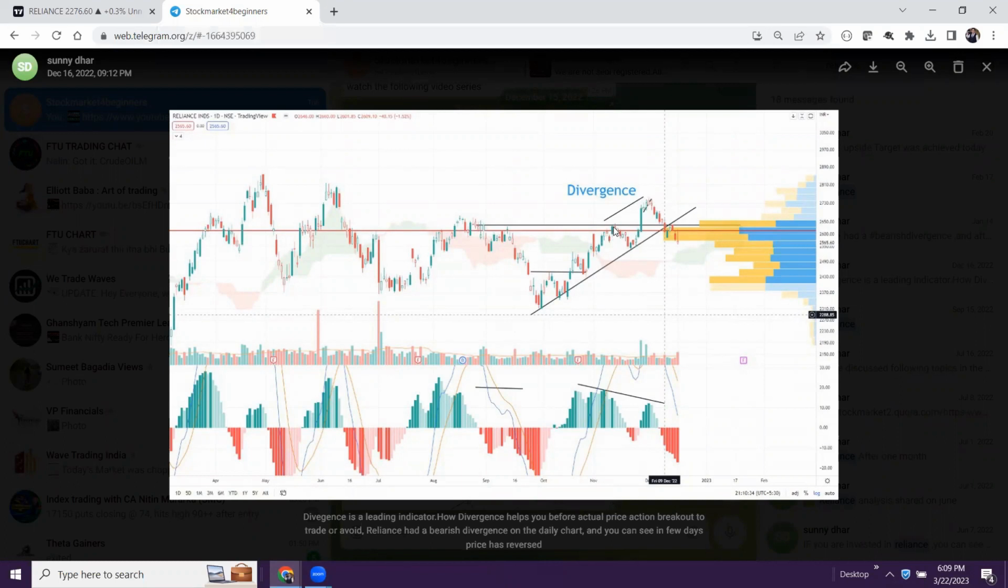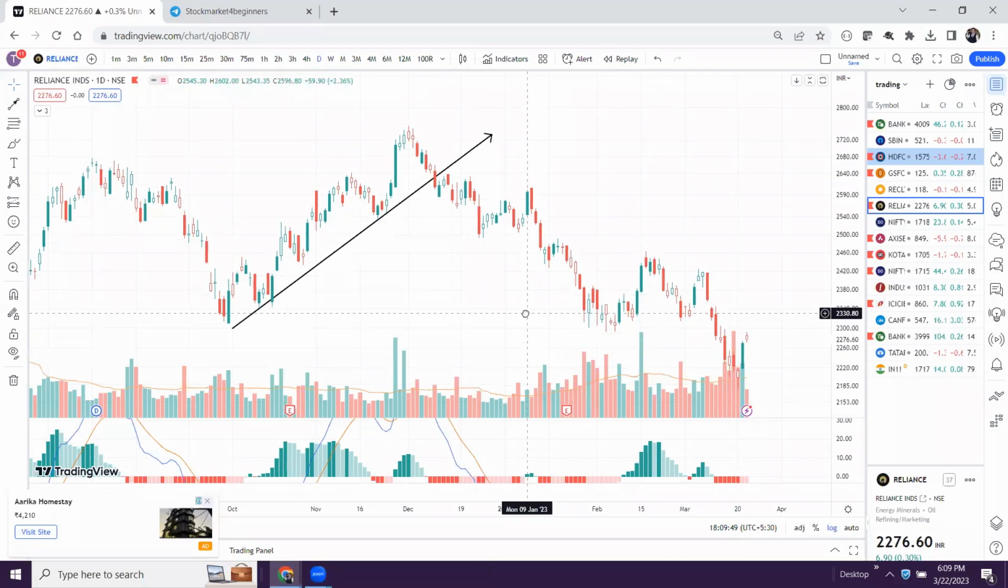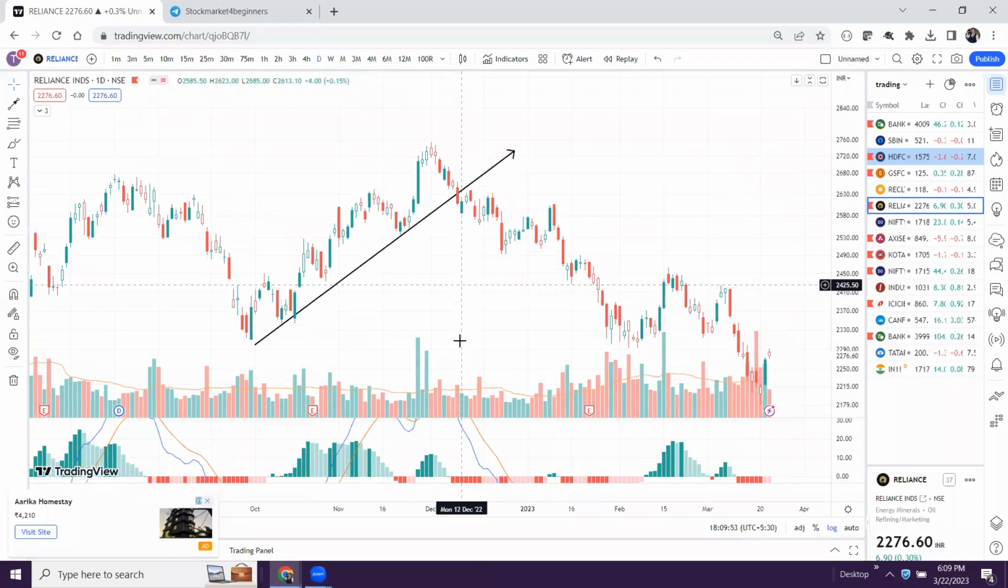beginners. And you can see we had shared this chart of Reliance, that Reliance is forming a bearish divergence. As you see on the MACD, there was a bearish divergence and price was making a higher high, whereas MACD was making a lower low. And after that, you can see Reliance has fallen a lot. So this is how, with simple analysis using MACD and divergence, you can trade.